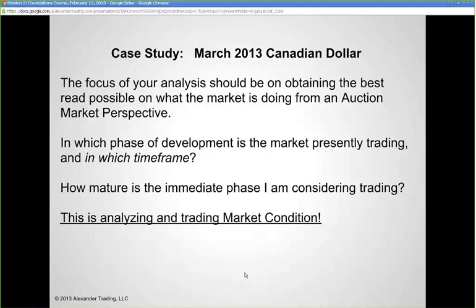So your focus when you're analyzing markets as an auction market trader is to get the best read on what the market is doing from an auction market perspective. It's not about some slavish devotion to a particular market profile scheme based on its structure. So we're looking at the market to answer the questions: in which phase of development is the market presently trading, and in which time frame? And how mature is the immediate phase I am considering trading? Now, this is always a question.